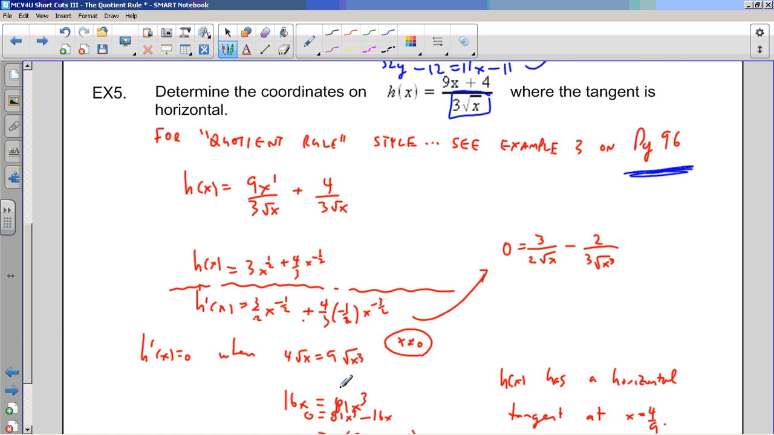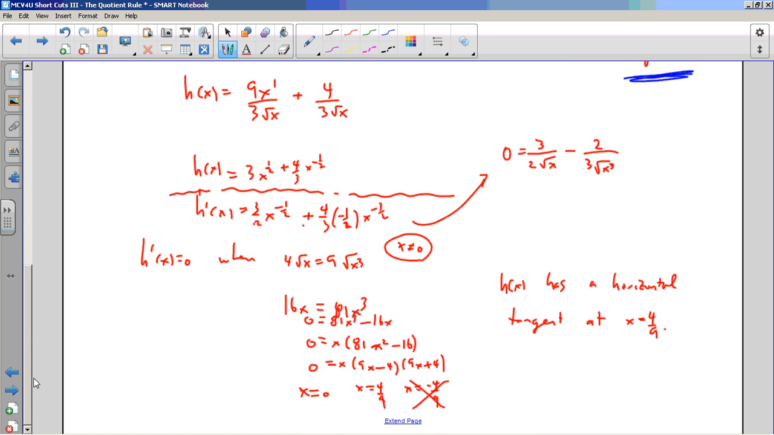You can cross multiply. You end up with a cubic that factors, but x equals 0, you can't have that as a solution. You can't have a negative solution because you can't have a negative underneath the square root, and you end up with the one horizontal tangent at x equals 4/9.